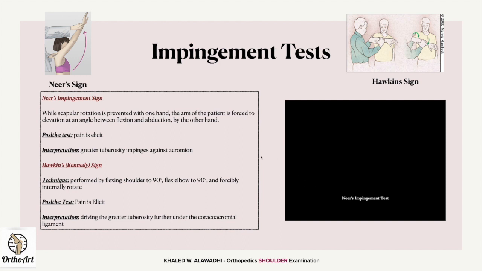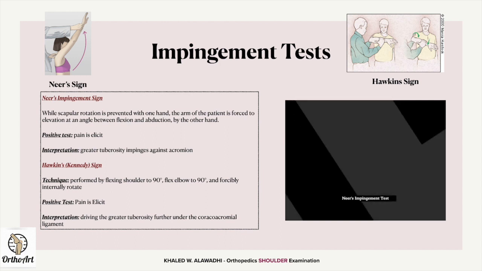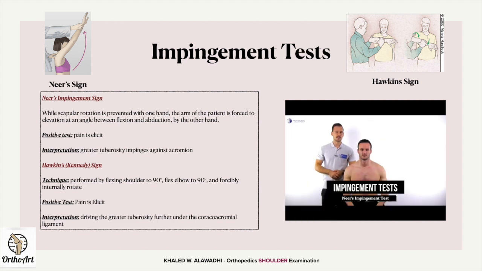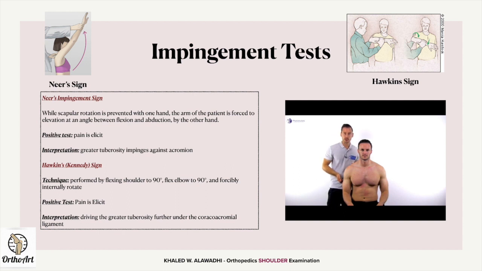Now this is a video summary of the impingement test. From the Neer test, the patient is in sitting position. You stand behind the patient and use one hand to stabilize the patient's scapula. Then bring the arm into maximal passive shoulder flexion. The test is considered positive in case of reproduction of the patient's familiar shoulder pain during maximal shoulder flexion.